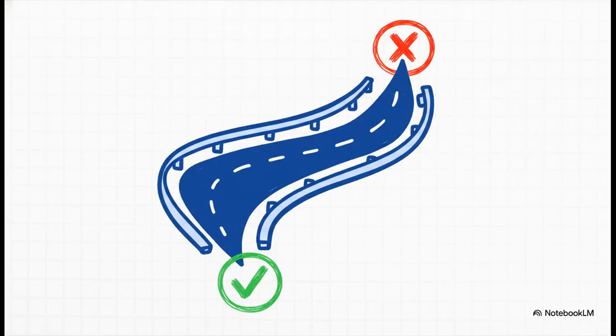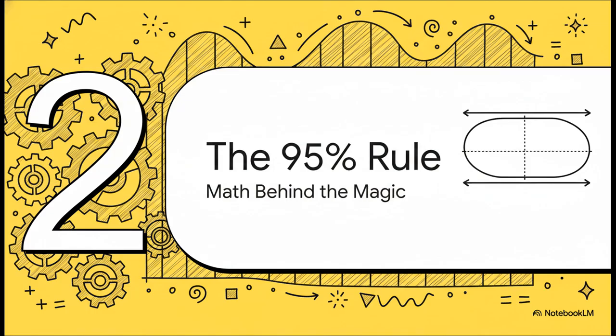And that right there is the whole ballgame for us as traders. Knowing where those edges of the road are, that can mean the difference between a fantastic trade and getting in at the absolute top of a move. It's all about spotting the market's extremes. So how do these guardrails actually work? Well, it's not magic, it's just math. And it all boils down to something called the 95% rule.